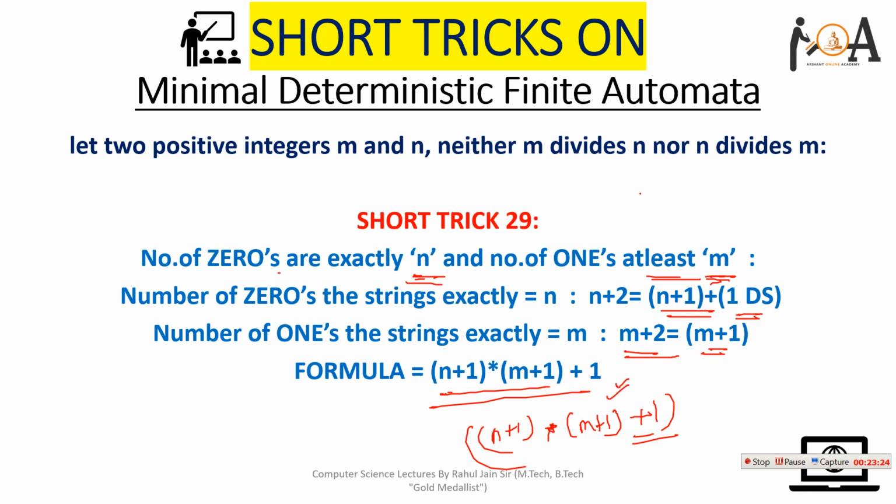Suppose I said that I have strings on 0 and 1. My DFA is generating strings taking input alphabet 0 and 1, where number of zeros are exactly 5 and number of ones should be at least 4. How many states would be there in its minimal DFA? So I use the formula n plus 1, that is 6, into m plus 1, that is 5, plus 1. 6 5s are 30 plus 1, that is 31 states. These questions are frequently asked in various exams, so these shortcut tricks are going to be very helpful for you guys.